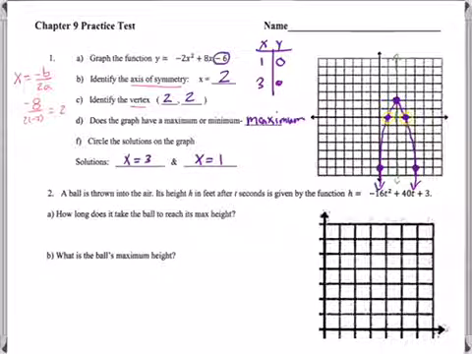We'll move on to question 2. A ball is thrown into the air. Its height, h in feet after t seconds, is given by the function h equals negative 16t squared plus 40t plus 3. How long does it take the ball to reach its max height? Well, this is time to max height, and we talked about this in class. Anytime you're looking for time to max height, you're essentially looking for the x value of the vertex or the axis of symmetry. So we're going to set up the axis of symmetry, negative b over 2a, so it's negative 40 over 2 times negative 16.